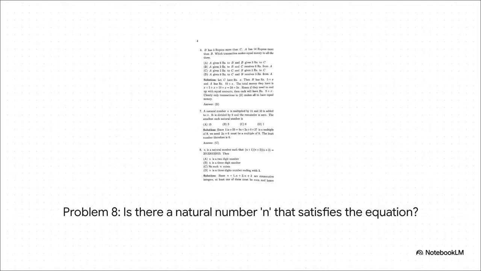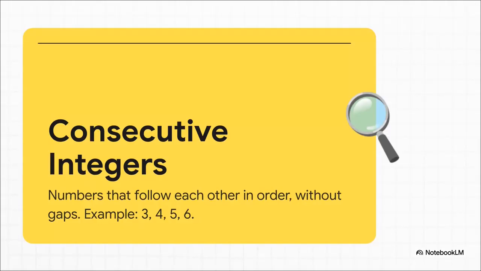And here it is, straight out of the textbook. This is exactly what the students were up against. But again, the key isn't calculation. It's a fundamental property of the numbers themselves. Okay, so first, just so we're all on the same page, what are consecutive integers? They're just whole numbers right next to each other on the number line.